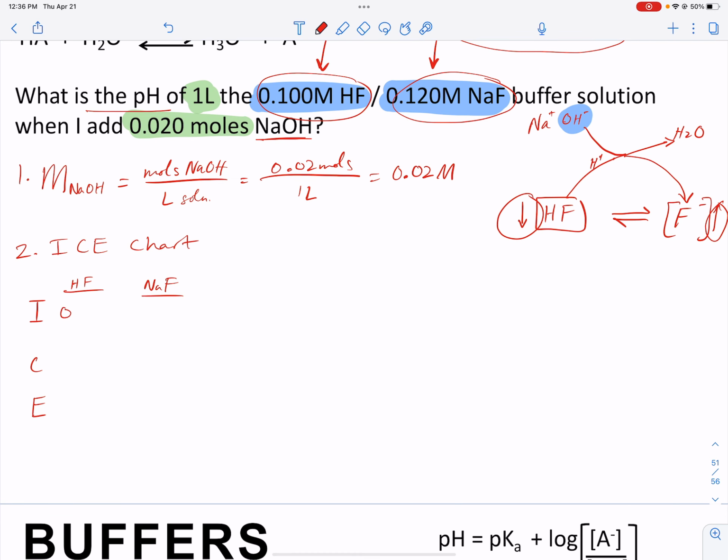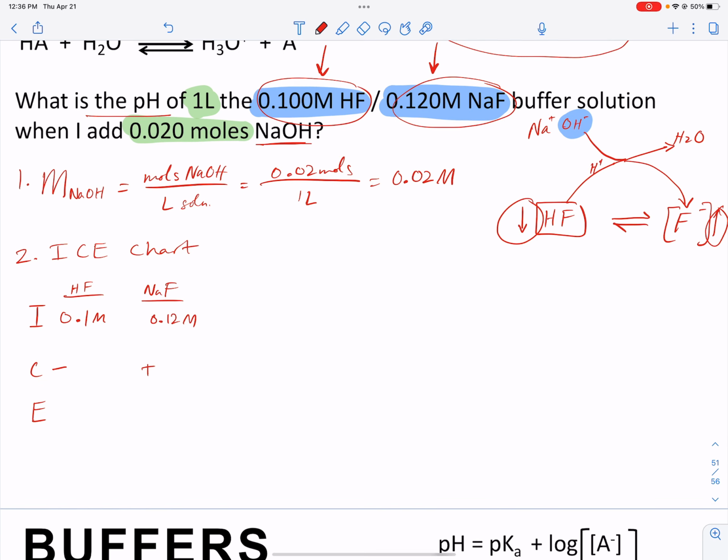0.1 molar here and 0.12 molar there. Okay, please put your units of molarity, capital M. Now, the arrows that I just drew are going to tell us whether we add here or whether we subtract here and add here. Okay, so let's see what makes sense.